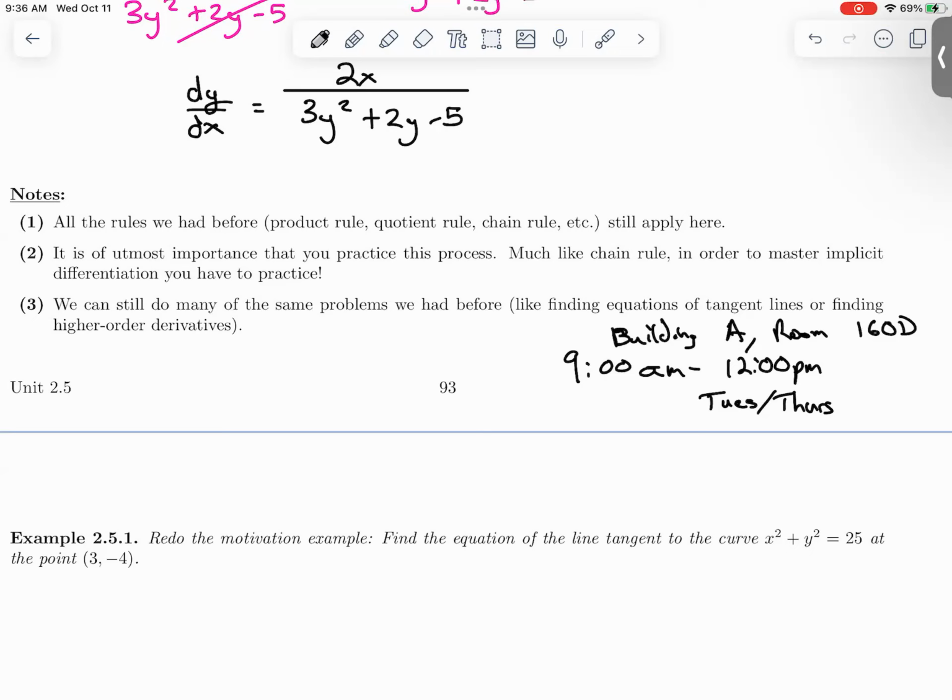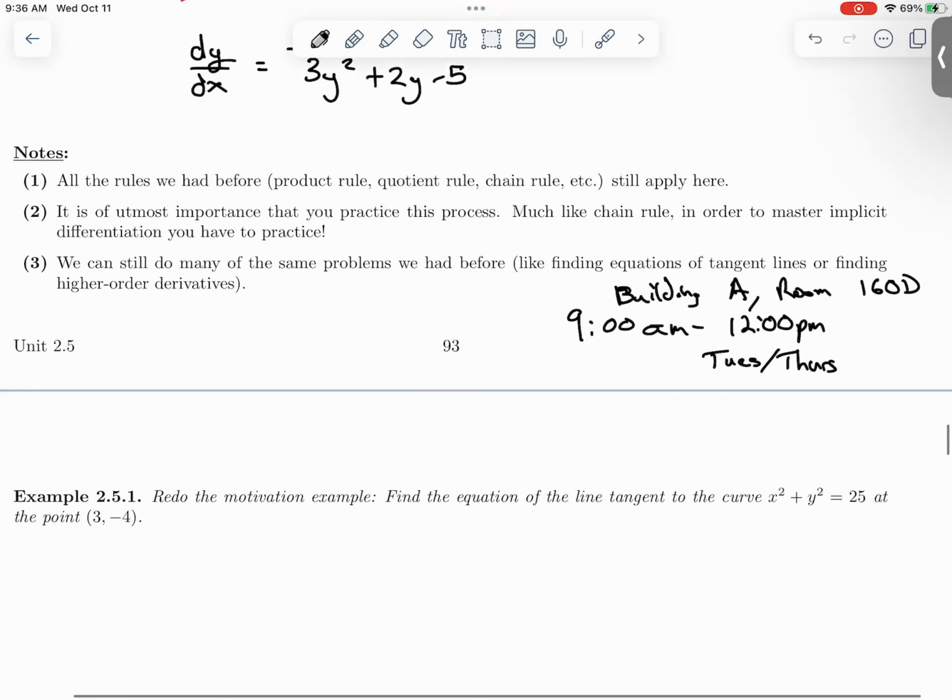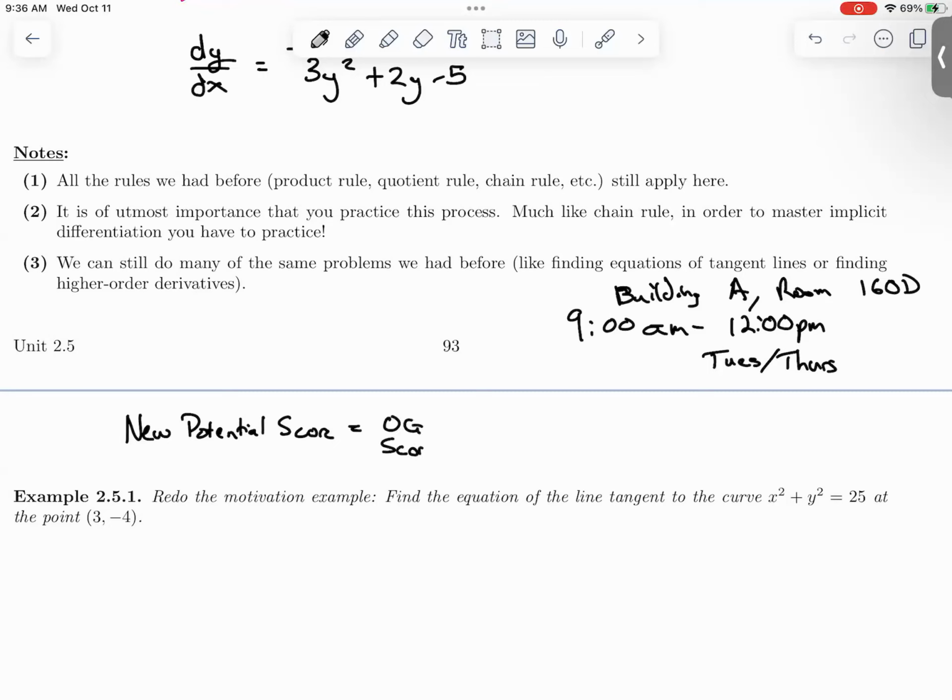Other thing is, if you're wondering how many points you can get back, basically all you need to do is: new potential score equals original score, the OG score, plus 100 minus the OG score, divided by 2. That's how you can figure it out.